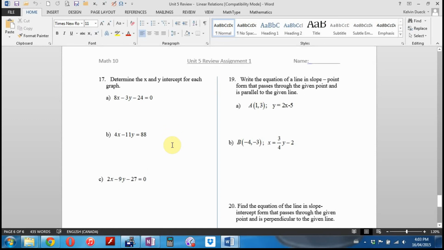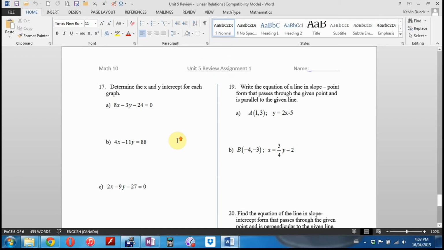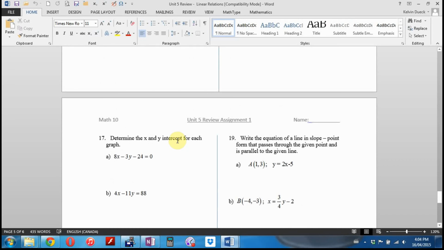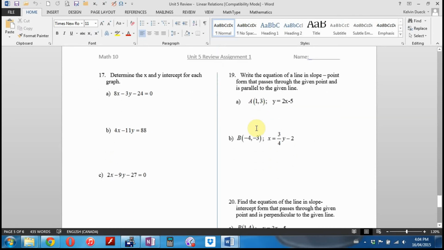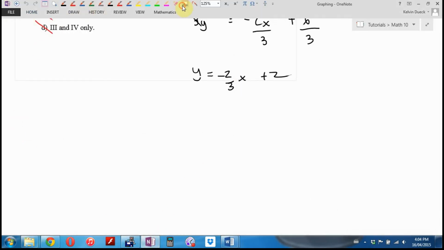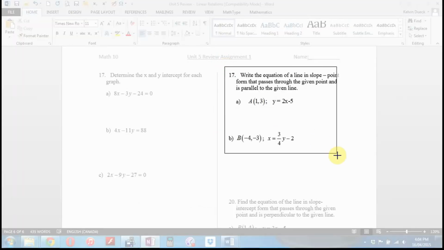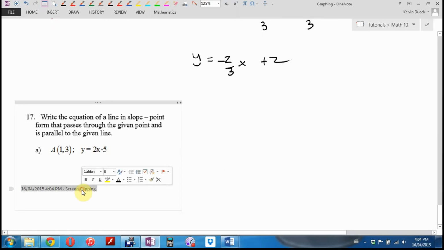Okay. Determine the x or y intercept? Is that what you got? Or is your 17 different? My 17 is different. Okay, what does your 17 say? Read it to me. Write the equation of a line in slope point form that passes through the given point and is parallel to the given line. So my 19 is your 17, is that right? Yeah, that's right. Okay. Pretty easy to fix, turns out. We're doing the review. I know what to do, I'm just confused on one part. Yep.